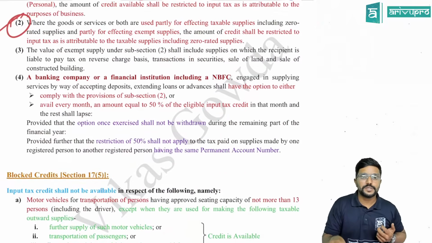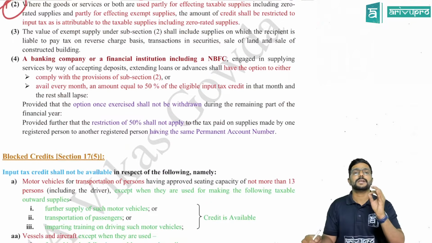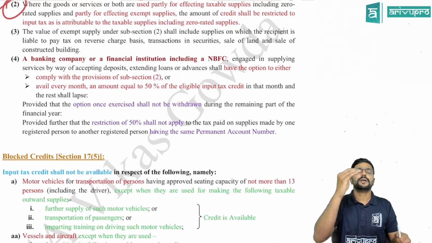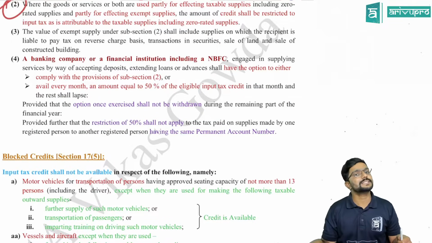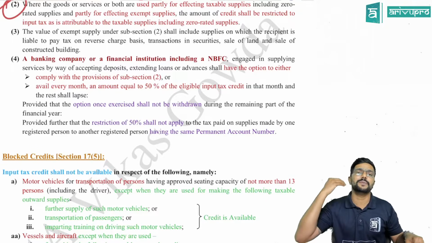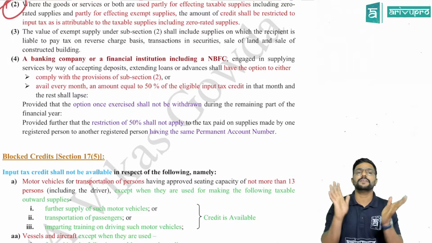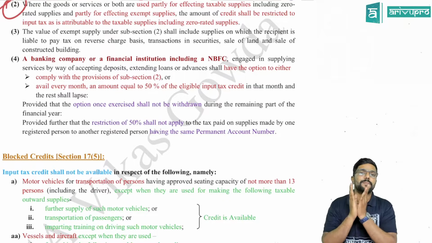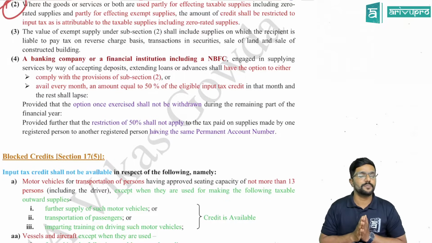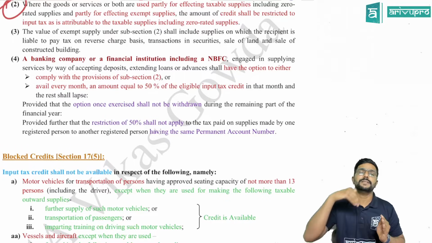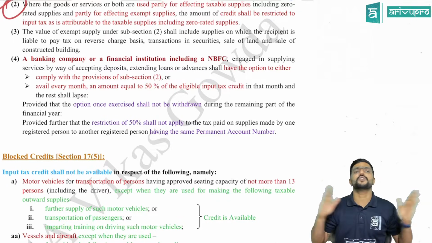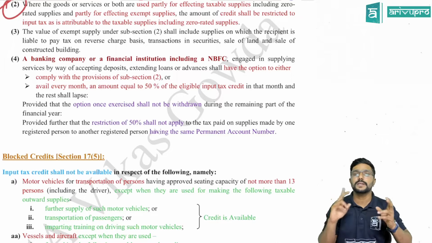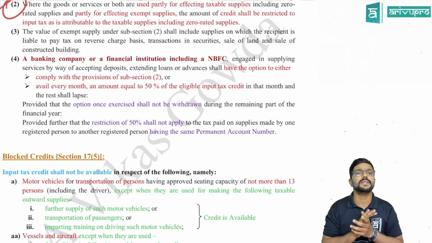But an optional option is given for them as per subsection 4, where whatever is their input tax, they can straight away claim 50% of that as a credit. The remaining 50% will lapse. In that case, they can straight away opt for subsection 4. Whether it is the banking company, financial institution or NBFC, whatever they opt for, either subsection 2 or subsection 4, they have to continue with the same thing throughout the year. They cannot switch between the schemes or subsections in between the year.